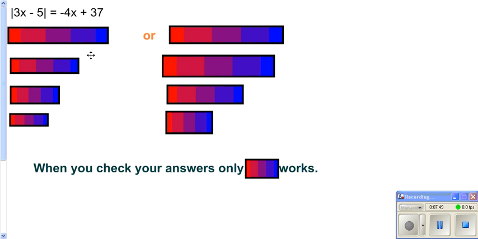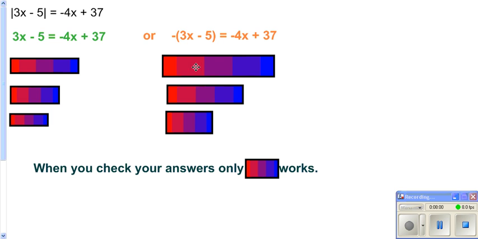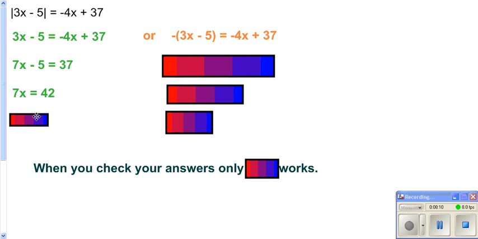Here is our absolute value by itself, so we'll go ahead and drop the absolute value, and then we'll take the opposite of what was in the absolute value. Solve each one of these. Here we can go ahead and add a 4x to both sides. Now we can get rid of our minus 5 by adding 5 to both sides. Get rid of the 7 by dividing by 7.